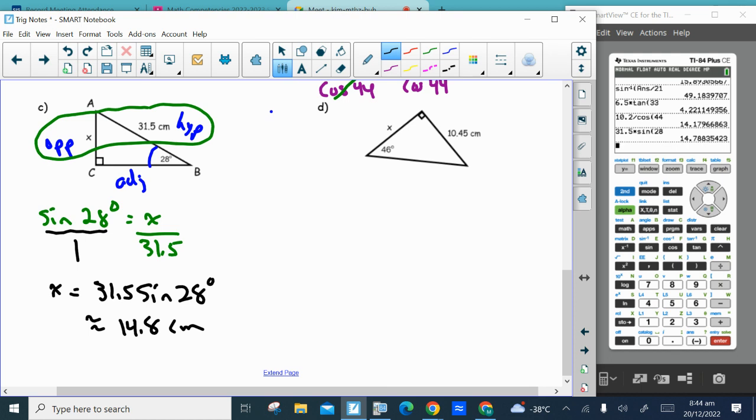Also, the largest angle is across from the longest side. The shortest side is across from the smallest angle. So, the opposite is opposite the 28-degree angle, which is quite small compared to the 90. So our answer should be quite small compared to the hypotenuse. And again, it is. Okay? Try D on your own, and then we'll check it.